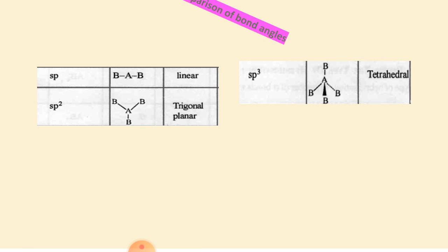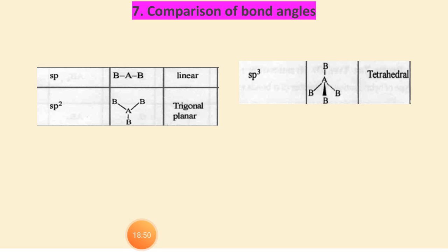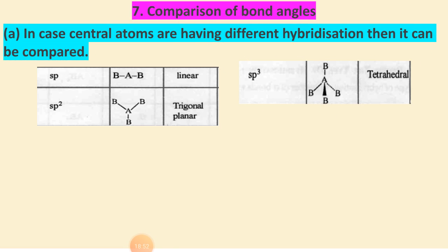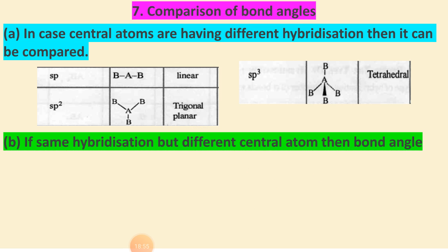Now dear students, lastly I will talk about the second last topic, that is comparison of bond angle. Look at the conditions, how you can compare the bond angles between the different types of molecules given to you. Some rules you have to know. In case of central atoms having different hybridization, they can be compared. Here sp the shape is linear, sp2 the shape is trigonal planar, and sp3 tetrahedral. That means the central atoms have different hybridization.